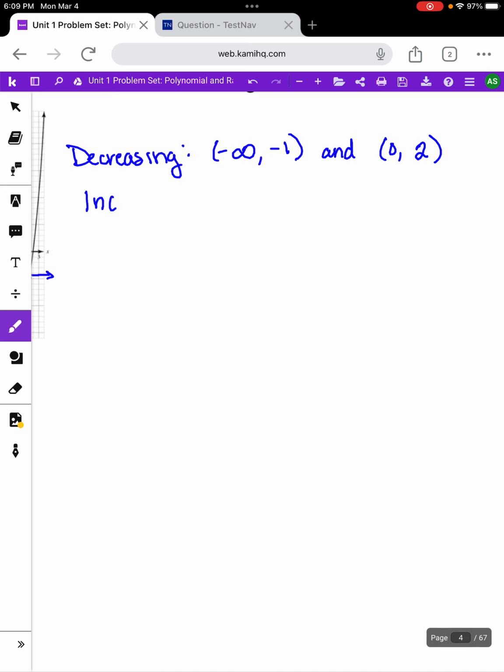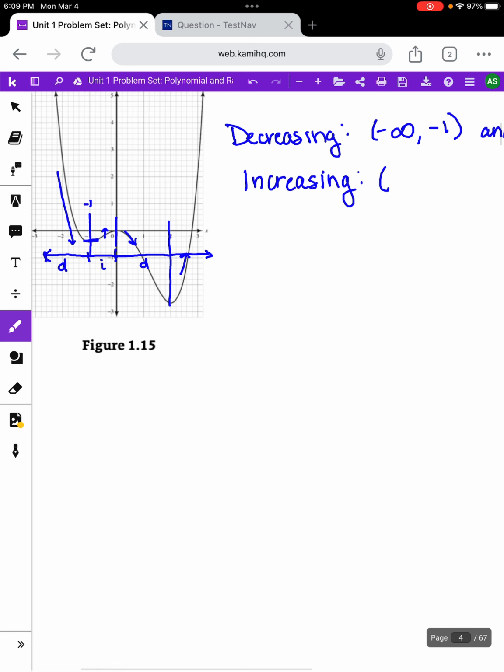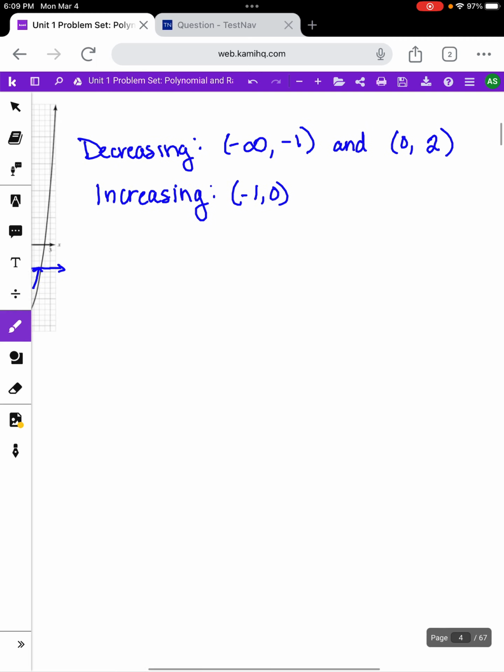And then it's increasing in the alternate areas. So it's increasing from -1 to 0. And it's increasing for everything after 2. So 2 to infinity.